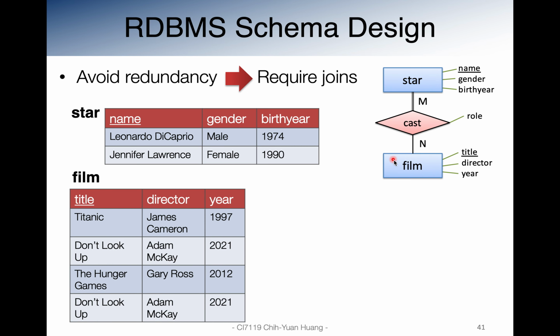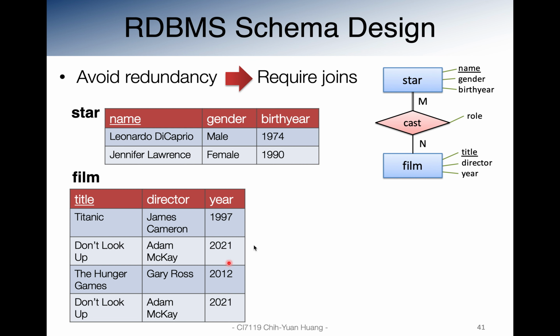And on the other hand, for the film table, we have the title, the director, and the year. And we have Titanic, and also Don't Look Up, and also the Hunger Games. Oh, here actually is a typo. I shouldn't put Don't Look Up over here, so please ignore this row. So basically, the film table only contains three tuples: Titanic, Don't Look Up, and the Hunger Games. So there should only be three records over here.